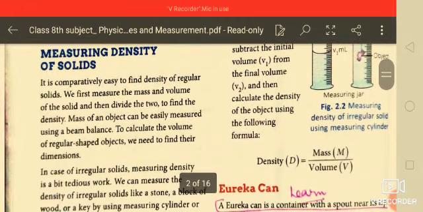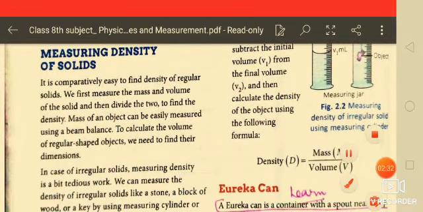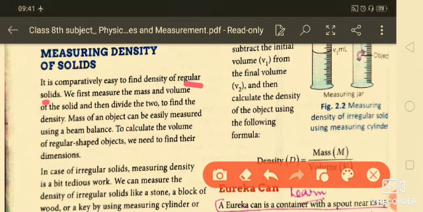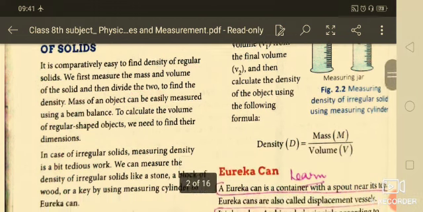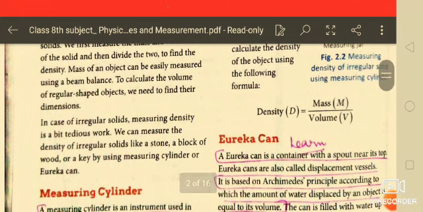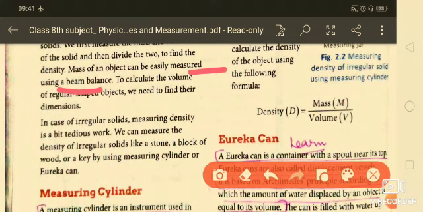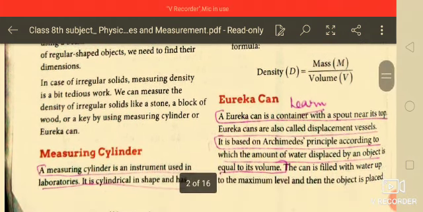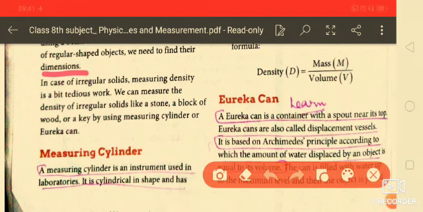Next is measuring the density of solids. It is comparatively easy to find the density of a regular solid. We first measure the mass and volume of the solid and then divide the two, to find the density. The mass of an object can be easily measured by using a beam balance. To calculate the volume of regular shaped objects, we need to find their dimensions.